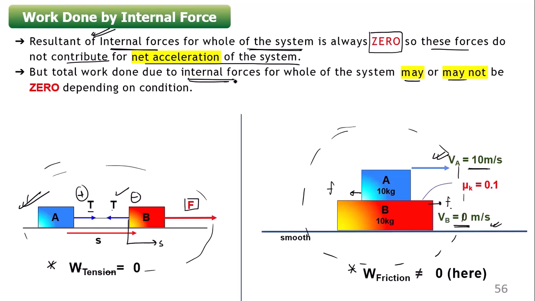Whenever I am going to calculate the net acceleration of the system, only for that situation this external force comes in the picture. Okay. So whenever I am applying an external force, that force is responsible for creating the acceleration. Why? No internal component will be there because the net internal component is always equal to zero. Okay. But work done due to the internal force may or may not be zero, depending on whether displacement is taking place or not. In this situation, you understand that the work done by the tension is zero, but for the second situation, work done by the friction is not zero.